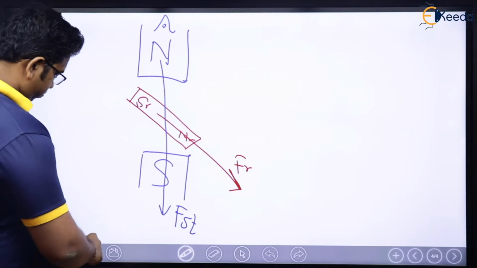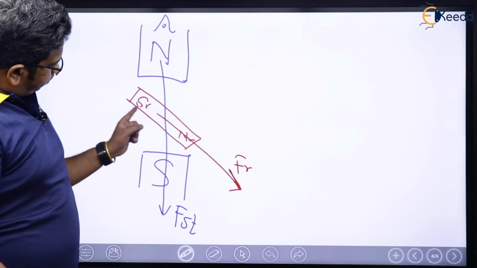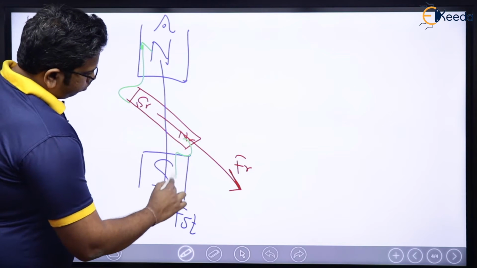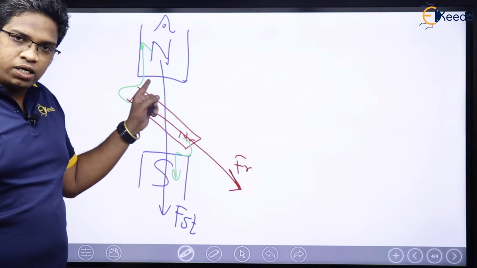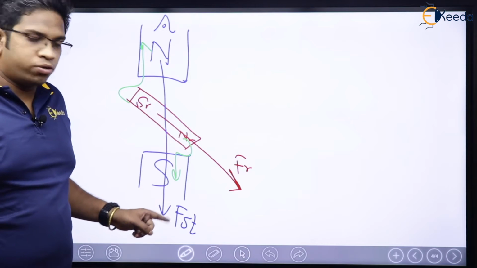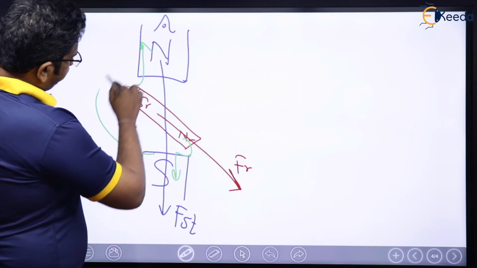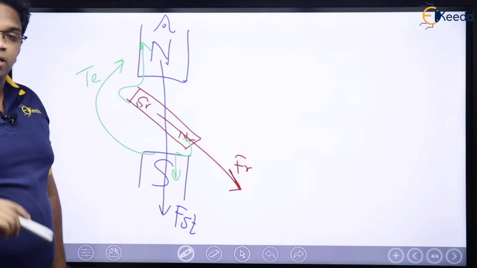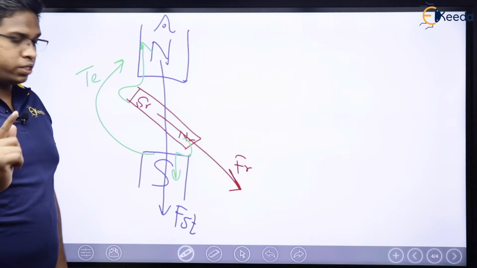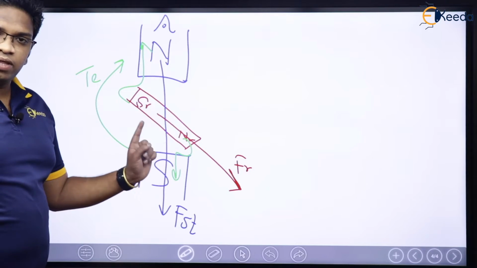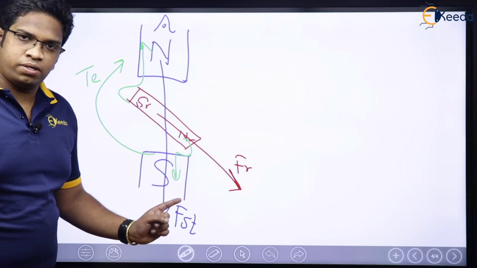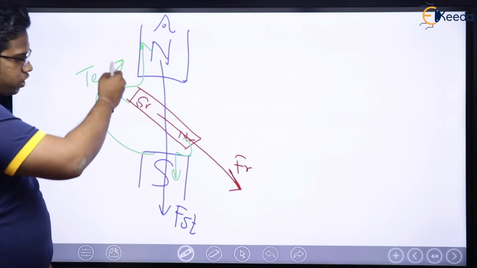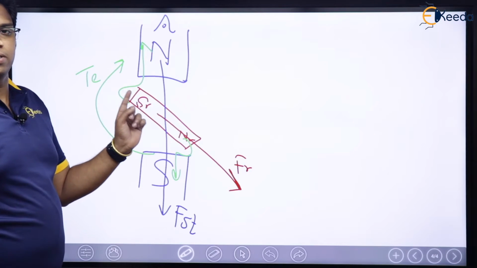Let us check that. This south will get attracted towards this north. This north will get attracted towards this south. South is getting attracted to north, north is getting attracted to south, which means torque is in this direction. Which means, see here, concentrate, even if the angle is not 90 degrees, there is still going to be torque.